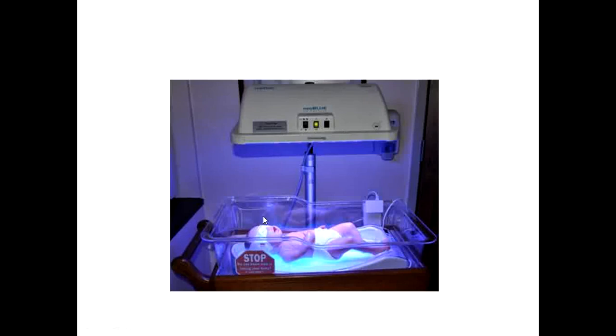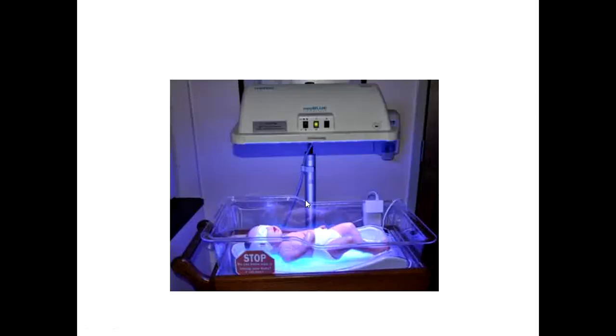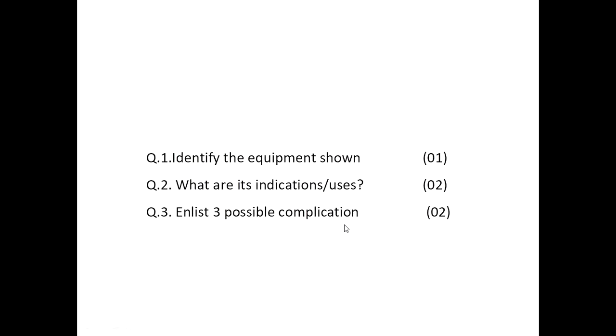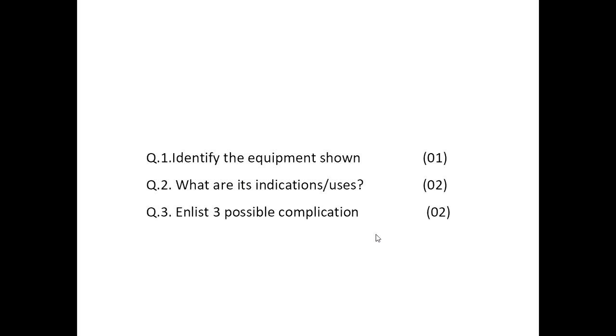This is phototherapy unit, and what are indication used for neonatal jaundice, especially if it is due to unconjugated hyperbilirubinemia. Three possible complications can be hypothermia, skin rash, and dehydration, and any damage to the eyes or gonads. So we cover eyes and gonads while on phototherapy, and gastroenteritis.